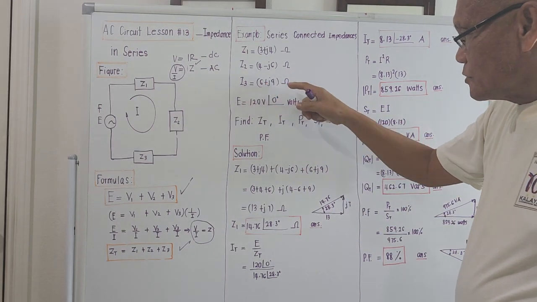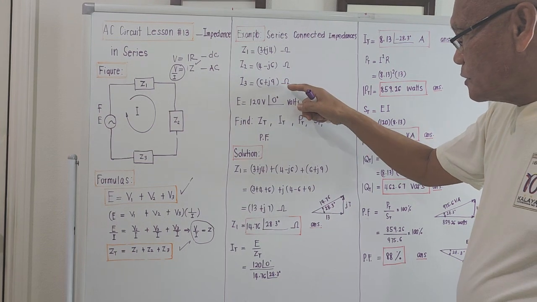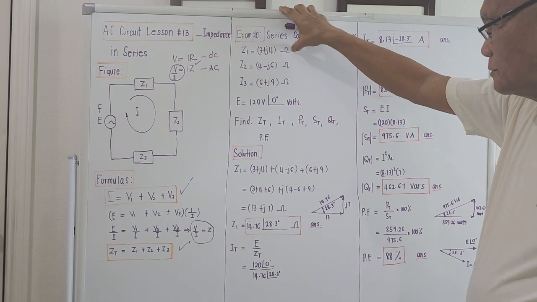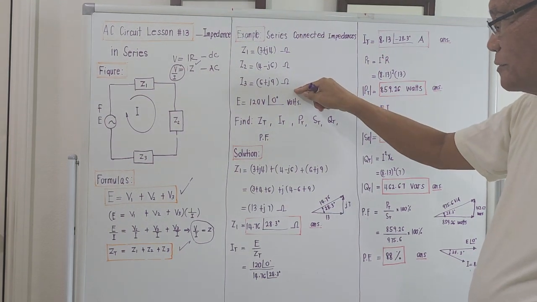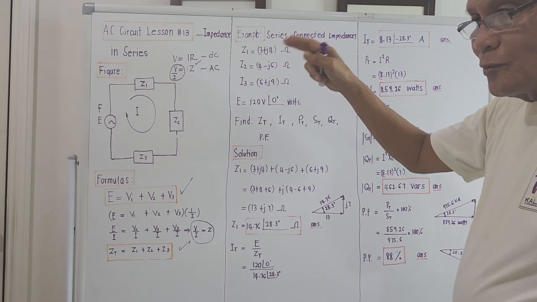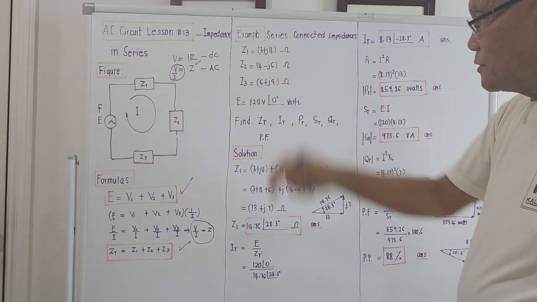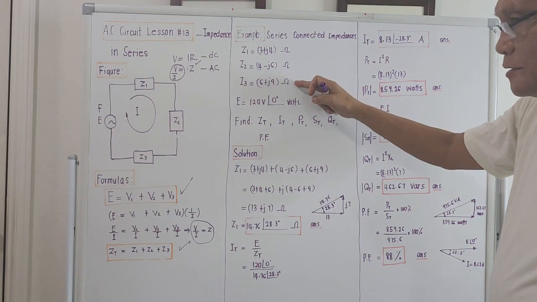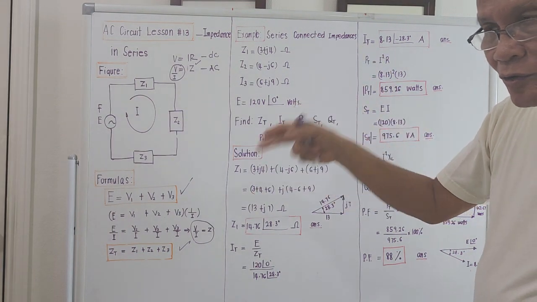C3 is 6 plus j9, this is plus, so it is still an inductive load. Could it be that this is a motor load, and this is a motor load, and this is a synchronous motor, which is overexcited to act like a capacitor, okay? So these are the 3 impedances expressed in rectangular form.